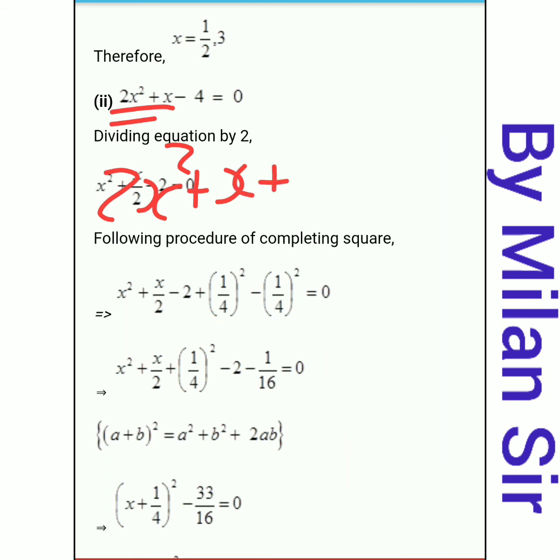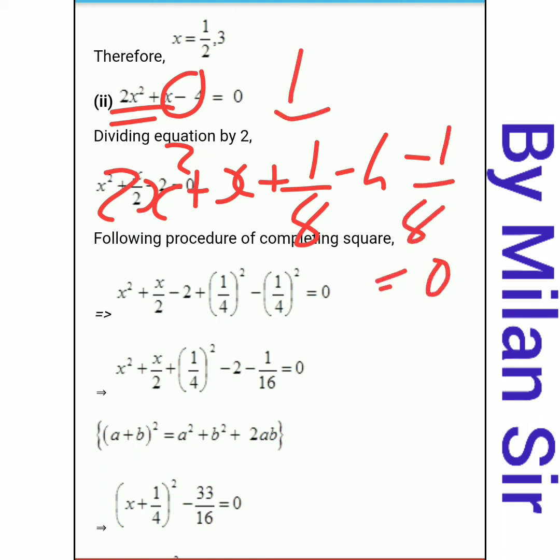After that we need to put our last term, 1 by 8. After that we need to write this, and here we add 1 by 8, so at last we need to subtract it. That means we do not want to change anything in the equation. Okay, so we add 1 by 8 and we subtract 1 by 8. Now this is the form of completing the square.